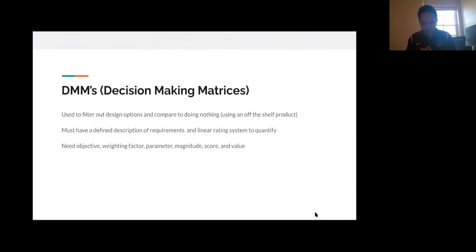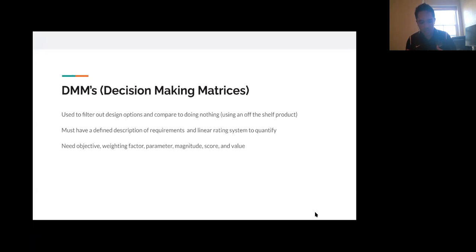So a DMM is basically a decision-making matrix. It's used to filter out design options and compare them to doing nothing, or to an off-the-shelf product. Typically in Formula SAE, or FSC rather, you either have to choose to design something by hand, by a student, or choose to buy it off the shelf, because you're trying to balance cost and priority for what time is being spent for, or money is being spent for. Again, those are reversible. And again, it must have a defined description of requirements and a linear rating system to quantify this, which is those weighting factors we just went about.